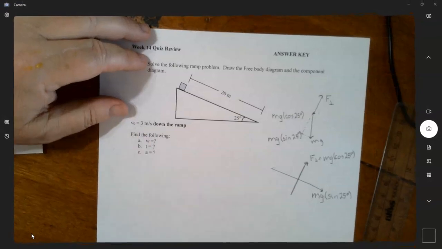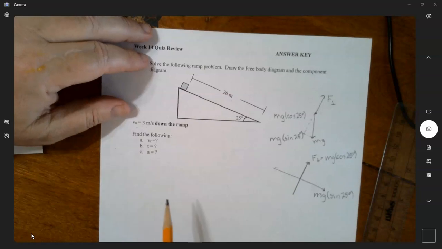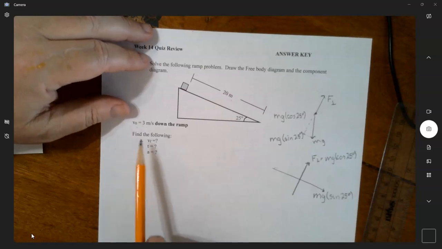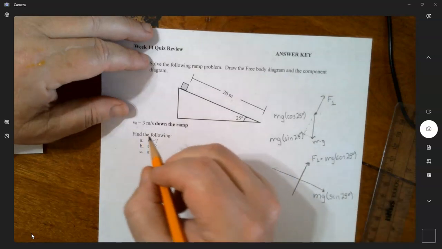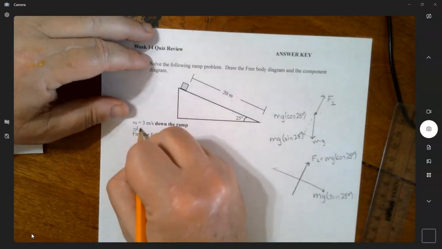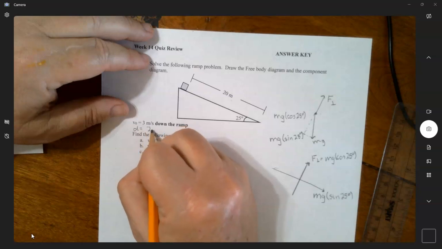Okay, we're on to the last of the ramp problems. This is problem 4, and the only difference is you're now pushing the block down the ramp initially with an initial velocity of 3 meters per second. So everything else was set up, all the forces are the same as they were before. All right, and so what we're going to do is we're going to come over here, and we know V0, and we know the distance is 20 meters.